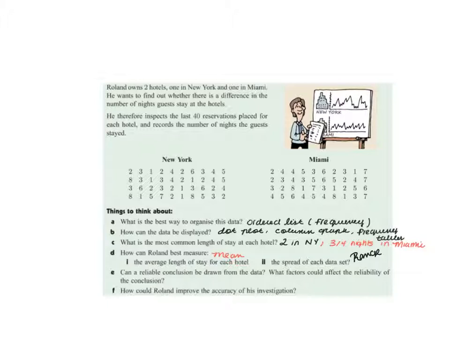Can a reliable conclusion be drawn from the data? What factors could affect the reliability of the conclusion? The location of the hotel, certainly. If you really say, like, oh, Miami was near a beach, but New York was deep in the city. Right. It would affect why more people. Exactly. So the location, that's definitely one. So let's just write some of those things. So the location.